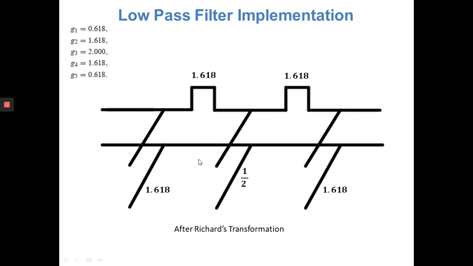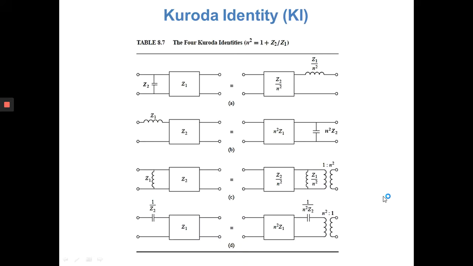Now our goal will be to transfer this one into these stubs. So we will learn how to transfer these stubs to open stub, to short to open. So in the next slide, we have our Kuroda identities. Basically, from the book, we have four different Kuroda identities, and I have changed a little bit here. These two places are changed for your convenience to understand.